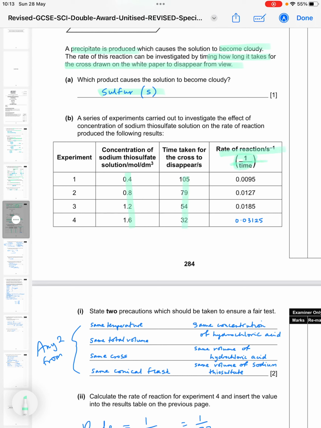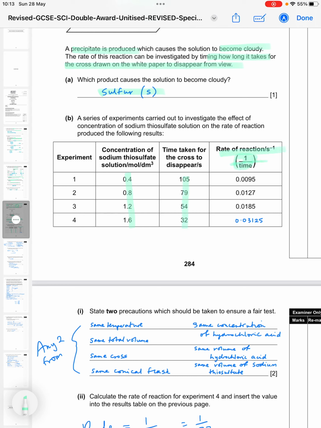State 2 precautions which should be taken to ensure a fair test. So there's quite a list here on the mark scheme that they gave. I would have said the two most obvious ones would be the same temperature, the same total volume. You could also have said the same cross, the same conical flask, I suppose in case the bottom of one flask is thicker than the other or something like that. Same concentration of the hydrochloric acid, the same volume of the hydrochloric acid, and the same volume of sodium thiosulfate. So any two of those were acceptable from the mark scheme.